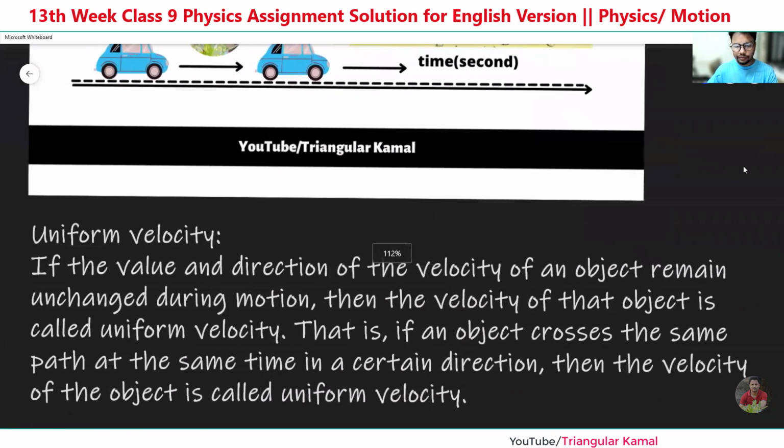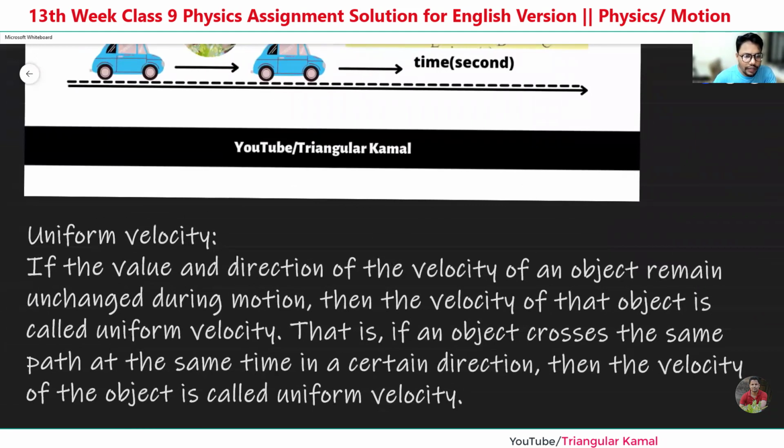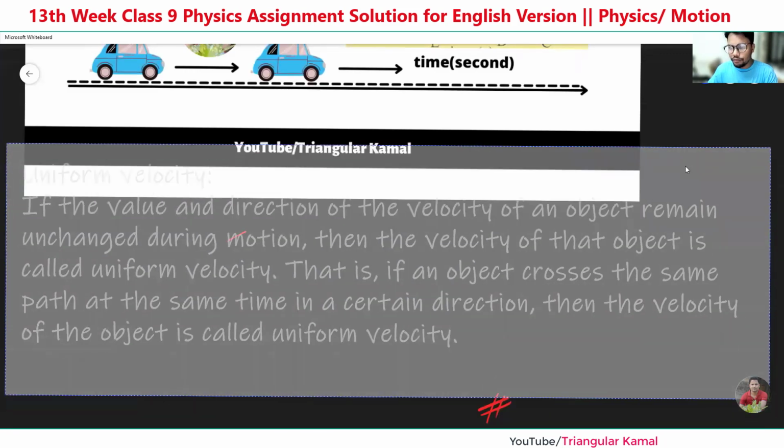Now the second question: review the uniform velocity. If the value and the direction of the velocity of an object remain unchanged during the motion, then the velocity of that object is called the uniform velocity. That is, if the object covers the same path in the same time in a certain direction, then the velocity of the object is called the uniform velocity. That is, there is no change of velocity with respect to time. It is fixed. So this is called the uniform velocity.